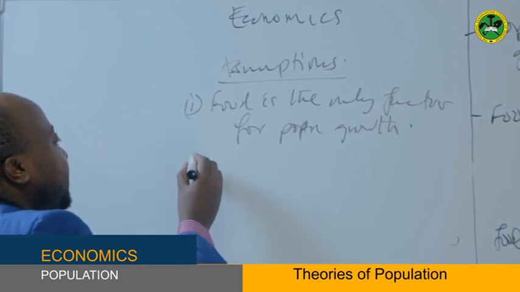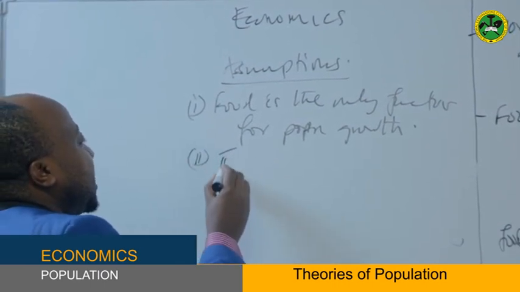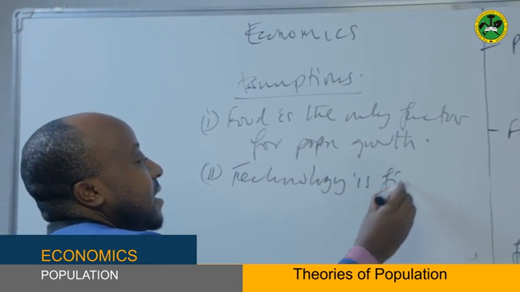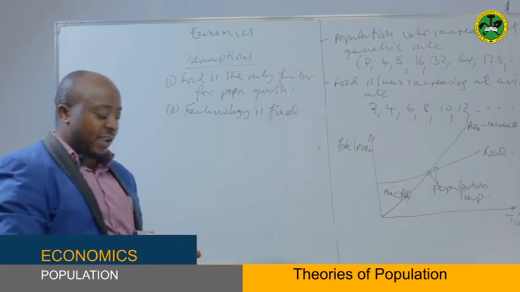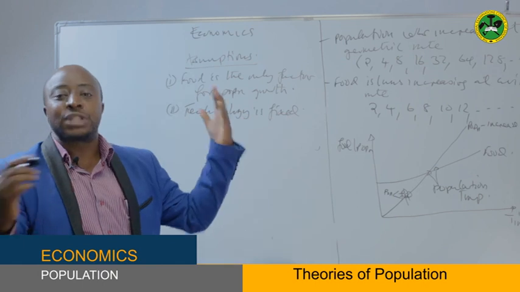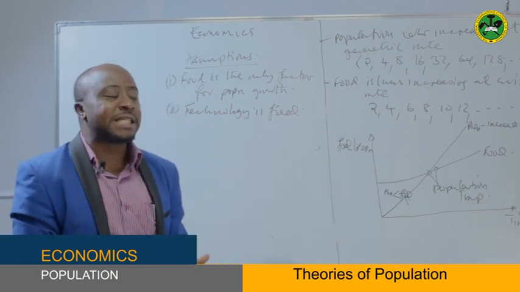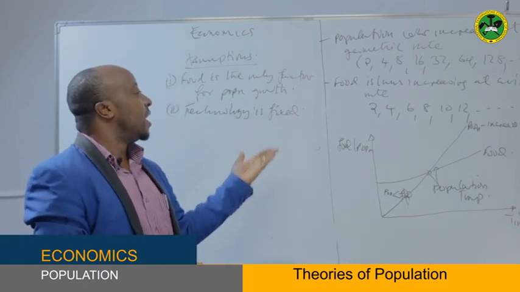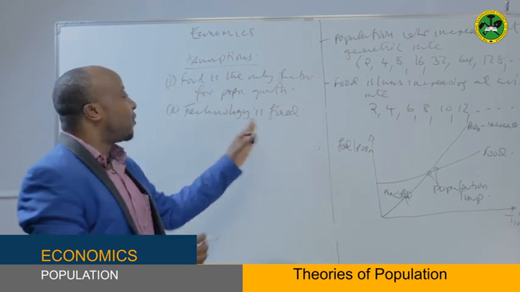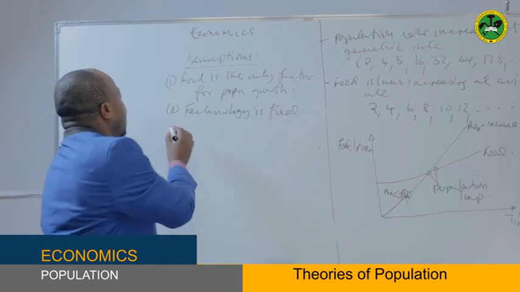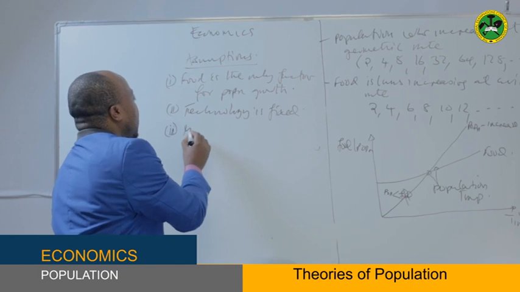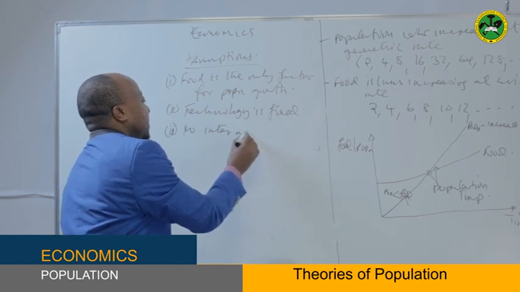The second assumption, technology is fixed. What do we mean? When we say fixed, it means he's assuming that technology is not changing, it is constant. That means production activities depend on a constant technology which is not changing. That means no improvement in technology. But also, Malthus is assuming that there should be no international trade.